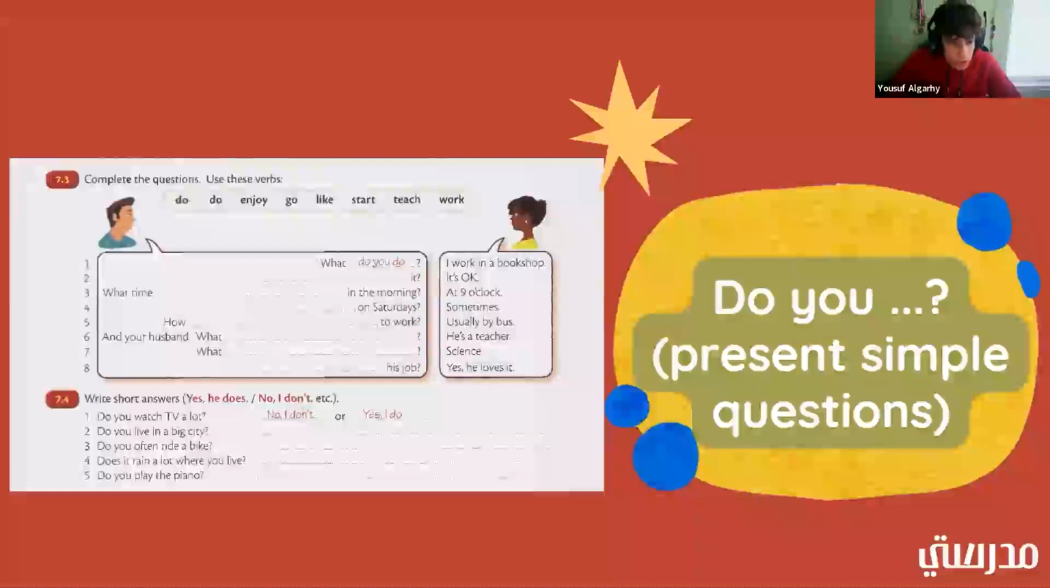Okay. So now we write short answers for each of these. So you could either write something like, yes, he does. No, I don't. No, he doesn't. Things like that. So do you live in a big city? Yes, I do. Good. You could also say, no, I don't. Both of those work. Do you often ride a bike? Yes, I do. Good. Does it rain a lot where you live? No, it doesn't. Do you play the piano? No, I don't.